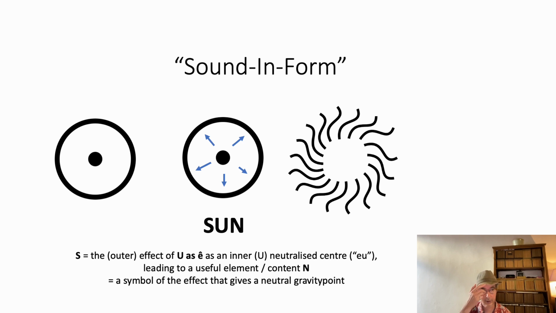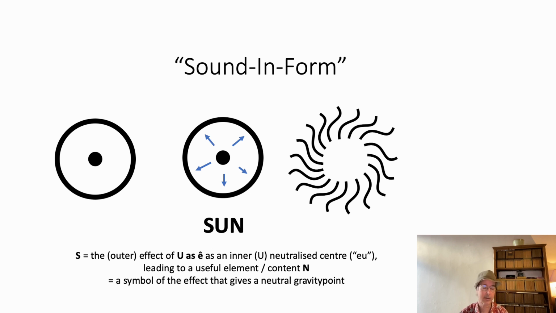So the first word, sun. We already expressed the middle point there, it's a neutral point, but what is surrounding it, the circle, is more the effect of the inner neutral point, so the outer effect. So what does it mean then? The sun is the expression of the sound, it's written U. So U is more a content which is there, so you're going to a content of a neutralized center leading to a useful element or content at the outer circle.